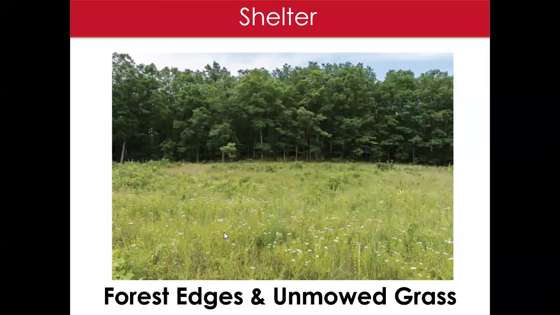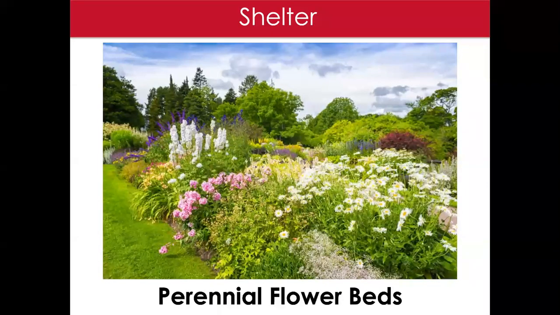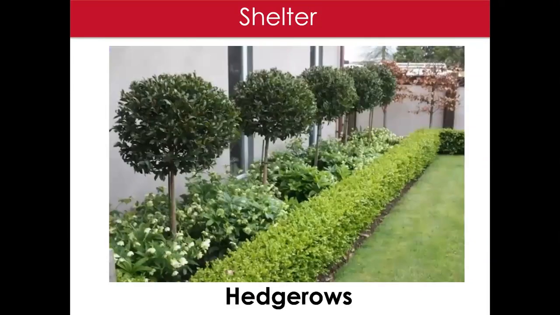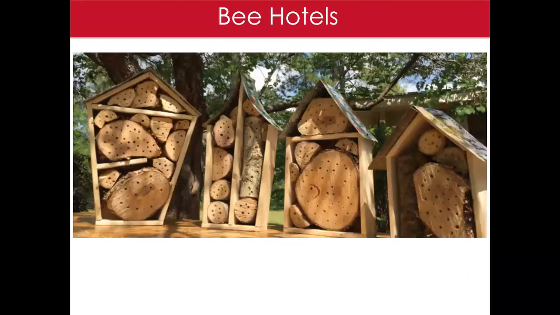So, if your backyard happens to be up against a forest edge or leaving some grass unmowed, that's a good shelter for pollinators. If you have different perennial flower beds or annual flower beds in your yard, those also serve a purpose. And then if you have bushes in the front, hedgerows, things like that, all make great habitat for pollinators.